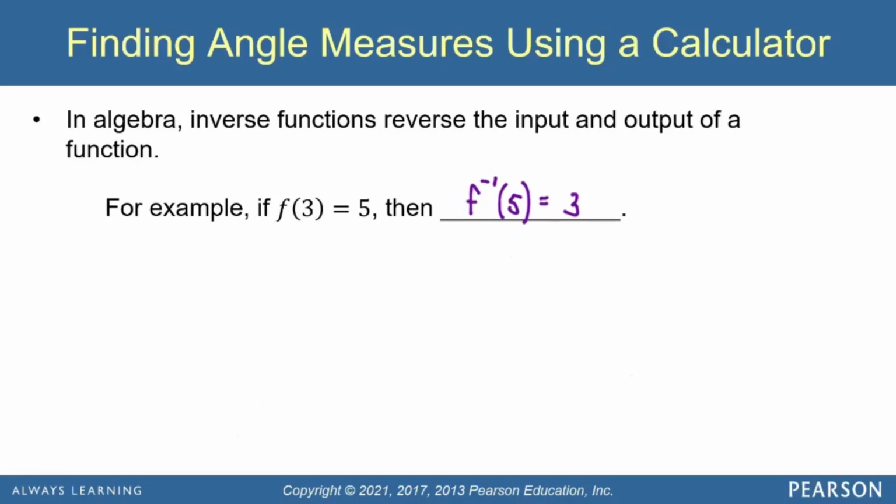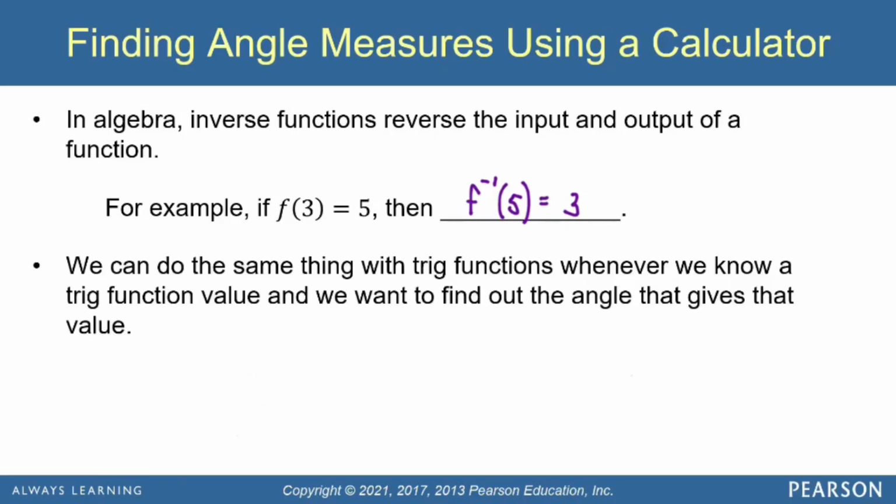You remember talking about inverse functions in algebra? All the inverse function does is it makes the function run backwards. So if f of 3 equals 5, then f inverse of 5 equals 3. Now we can do the same thing with trig functions whenever we know a trig function value and we want to find out the angle that gives that value.